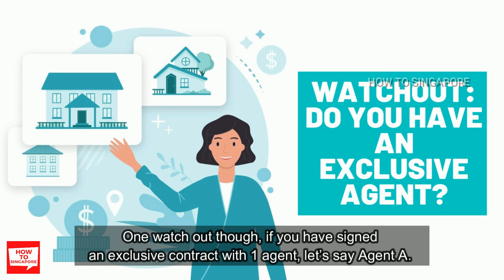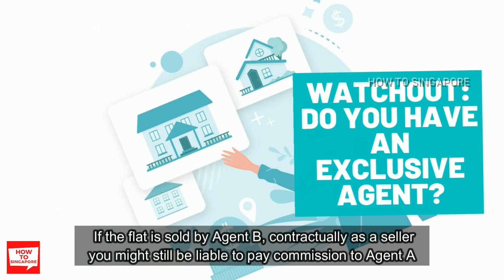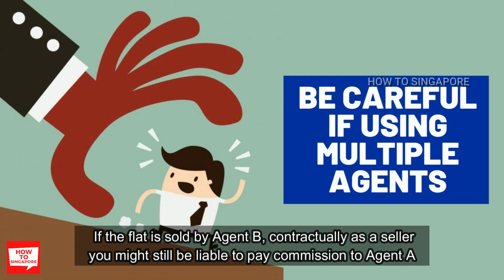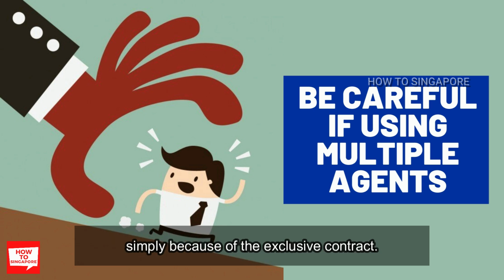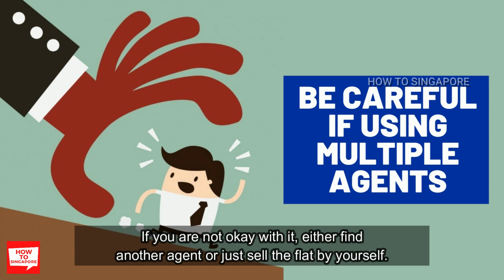One watch out though, if you have signed an exclusive contract with one agent, let's say agent A, but then you engage other agents, let's say agent B, if the flat is sold by agent B, contractually, as a seller, you might still be liable to pay commission to agent A simply because of the exclusive contract. So be careful and read the contract to make sure you are comfortable with the clauses before you sign. If you are not okay with it, either find another agent or just sell the flat by yourself.